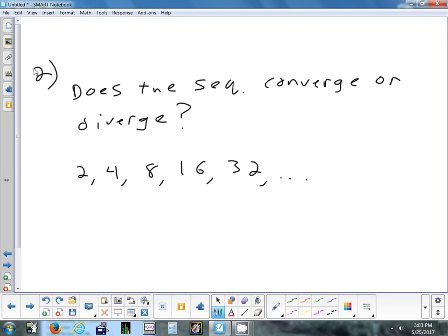So to figure out if a sequence is converging or diverging, you look at the terms and ask yourself, are the terms getting closer and closer to a number? Okay, so as you move down the list, are those numbers getting closer and closer to a specific value? No. What's happening to them? They're being multiplied by 2. So eventually, they're just approaching infinity, and that's not a number. So this is divergent.